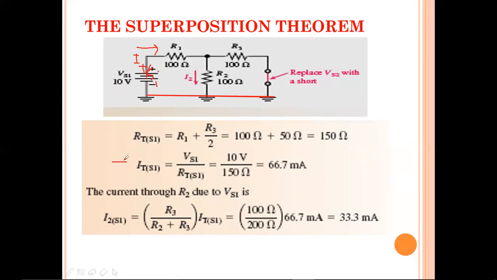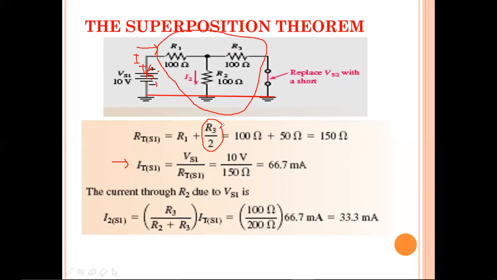Right. For finding IT of S1, you require VS1 by the total R equivalent of these resistors. For finding this R equivalent, you should depend on the resistor construction, how the resistors are connected. Some of the resistors are connected in series, some in parallel. Here this R2 and R3, with the same resistance values, are connected in parallel. For parallel resistors of the same value, that means it's divided by 2.